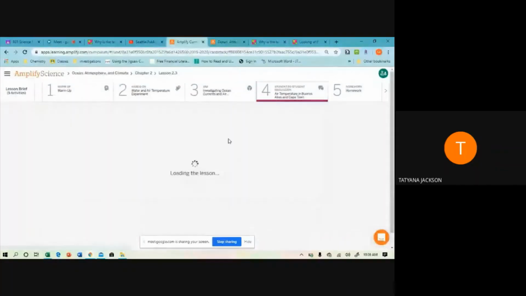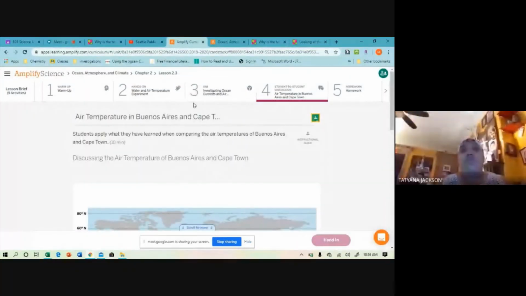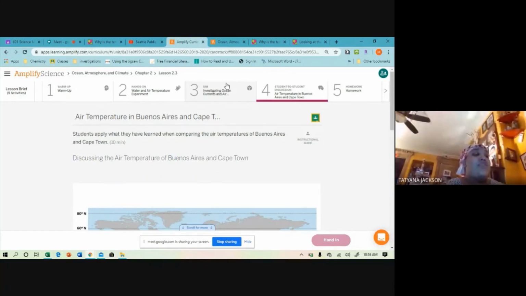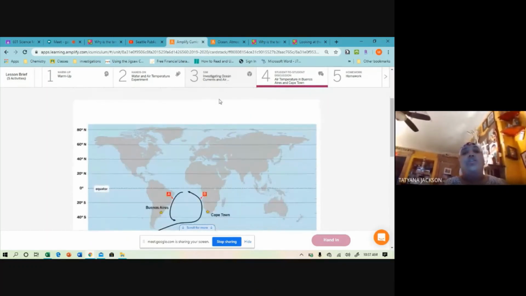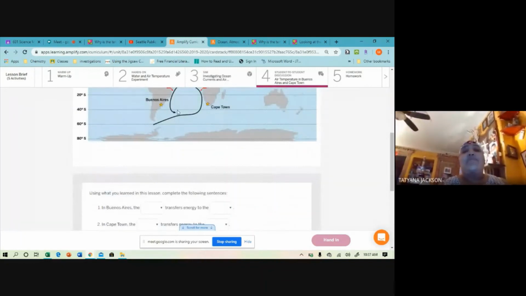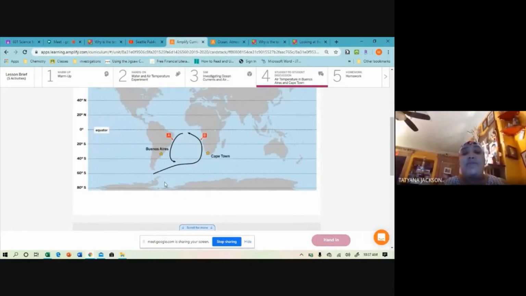Today, later on when you go on Amplify, or some of you may be already there, just be sure to hand in the work that we did. So this lovely work you did with your chart, you're just going to write that in, and those answers that we had. Water is transferring energy to the air at sensor 5, and we know that at sensor 4, energy is being transferred from the air to the water. So we're going to do some discussion about what's happening here at Buenos Aires and Cape Town.